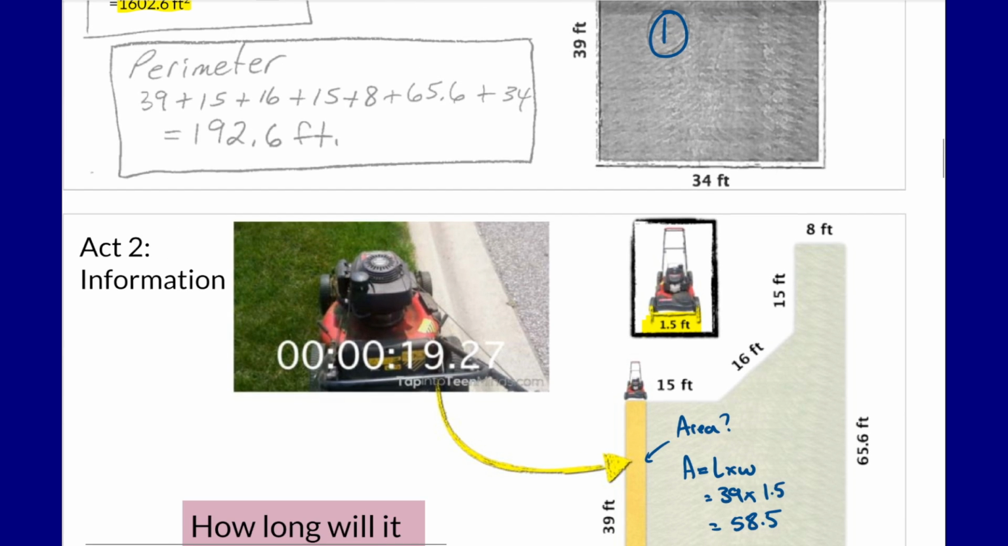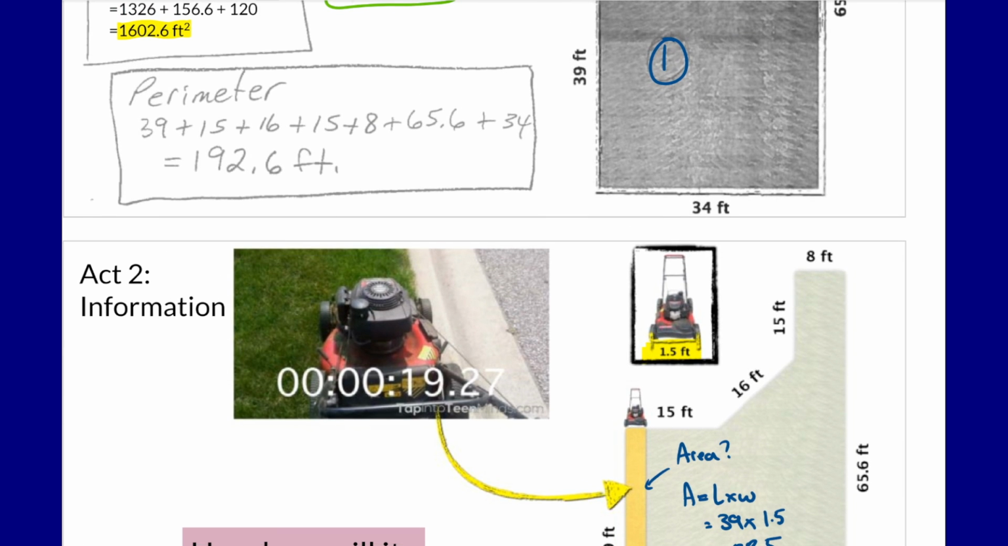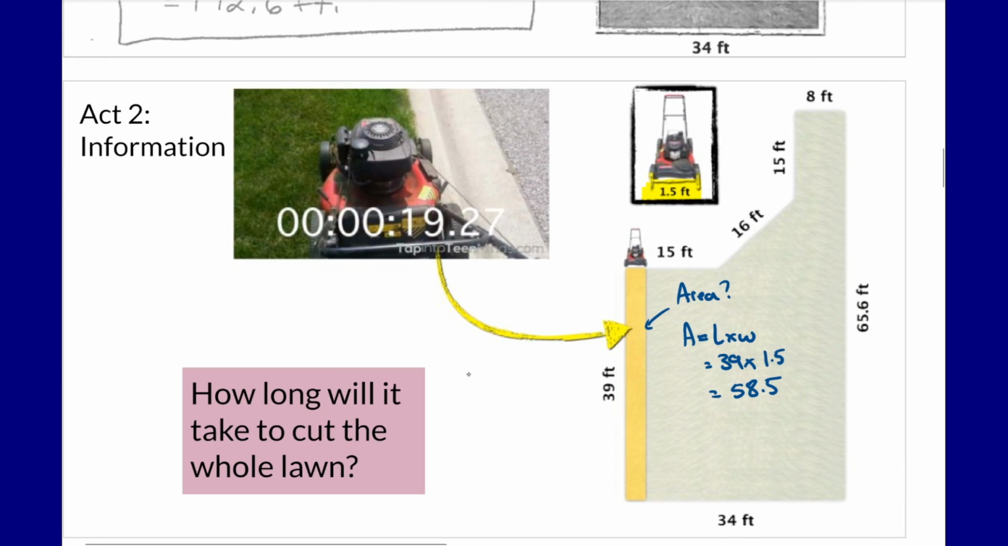So our total area, if we remember, is 1602.6. So we're going to divide that by 58.5, and we get 27, point, round it to 4. So basically there are 27.4 sections of this length or area, and we know how long it would take him to cut that area, 19.27 seconds.